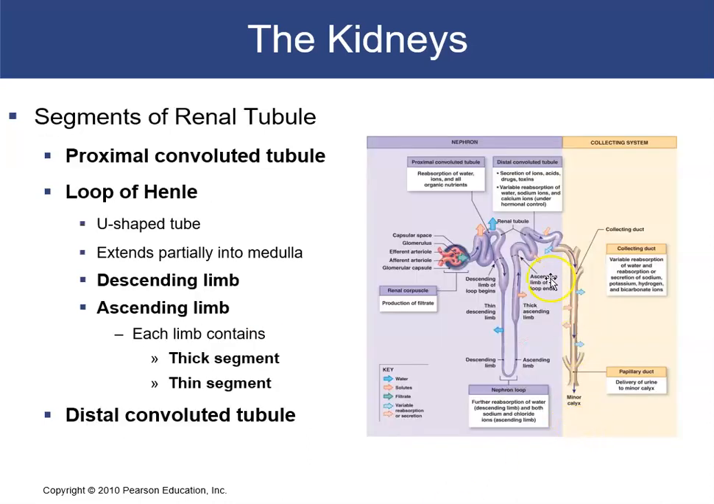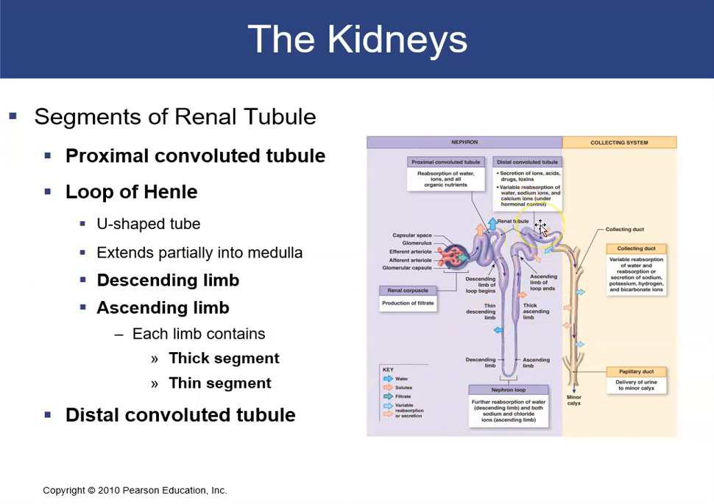And these are the segments. The first portion is known as the proximal convoluted tubule. This is where many nutrients, ions, and some water will be reabsorbed or taken back. Then it goes into the loop of Henle. This is the U-shaped portion of the nephron that can extend partially down into the medulla. It consists of a descending limb and an ascending limb, and each portion will contain a thick segment as well as a thin segment. And then finally it goes into the distal convoluted tubule.